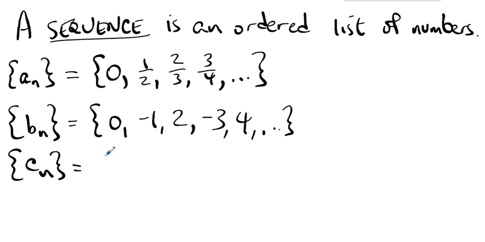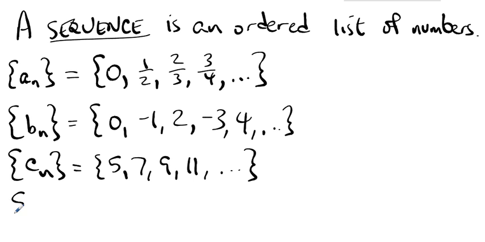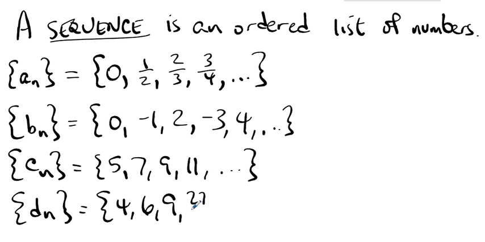You might have a sequence 5, 7, 9, 11, and so on. This would be a familiar sequence to you from high school. It's an arithmetic sequence. You might have a sequence 4, 6, 9, 27 halves, 81 fourths, and so on. And that would be super fine. This is a special kind of sequence that you learned about in high school. This is called a geometric sequence.